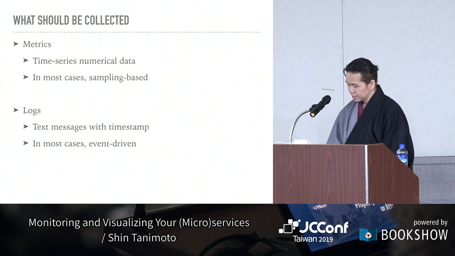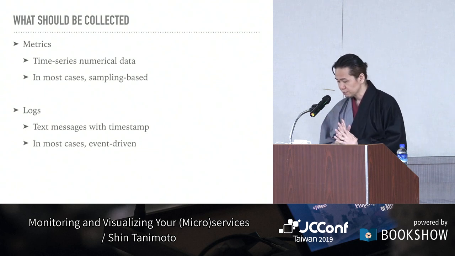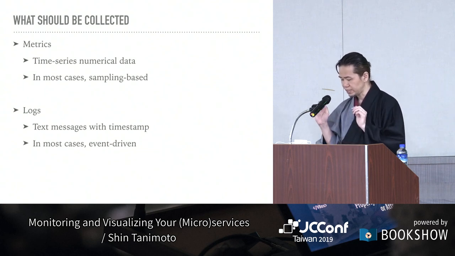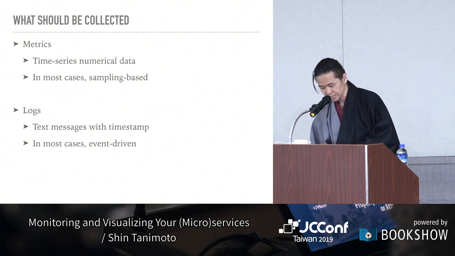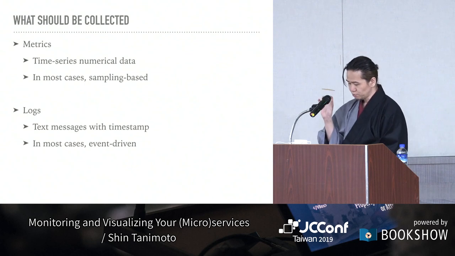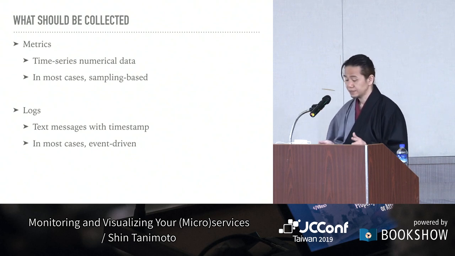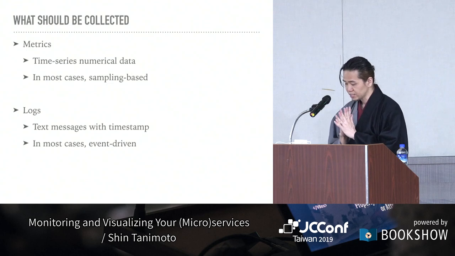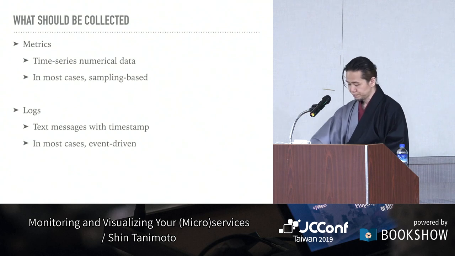So take this e-commerce application as a target. We collect data for monitoring and visualizing. The data we have to collect are roughly divided into two categories, metrics and logs, and sometimes traces. Metrics are time series numerical data, for example, CPU usage and memory usage, or the number of HTTP accesses. Most of those data are collected on a sampling basis. In other words, some agents check the status every fixed time and save it as a number.